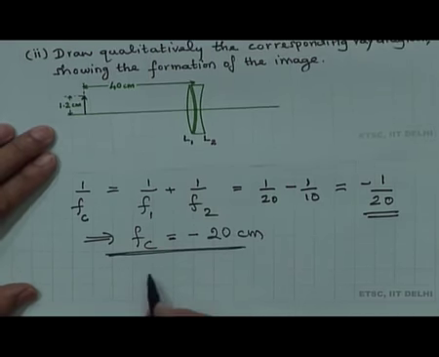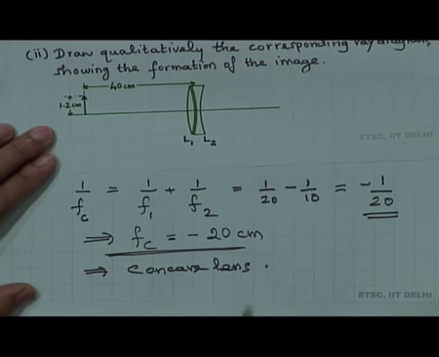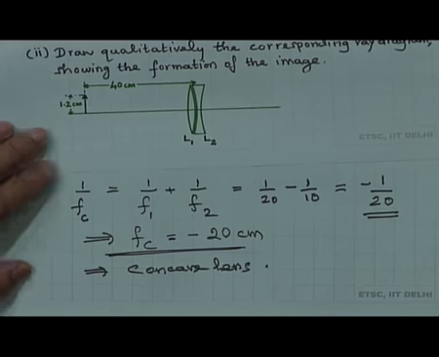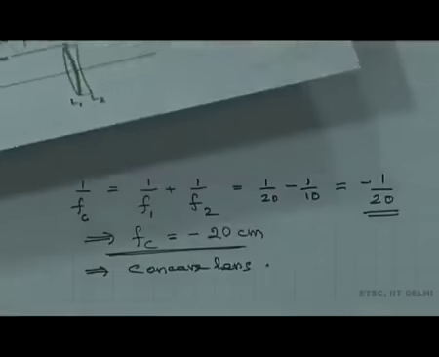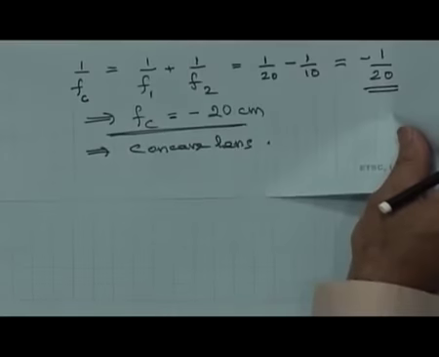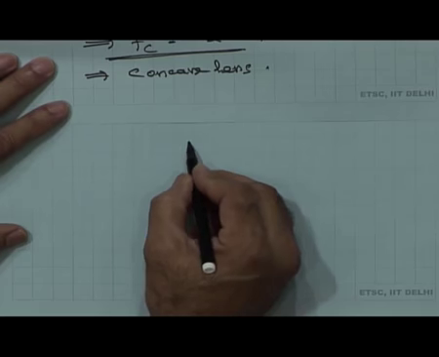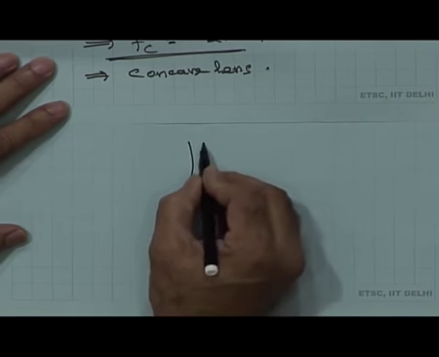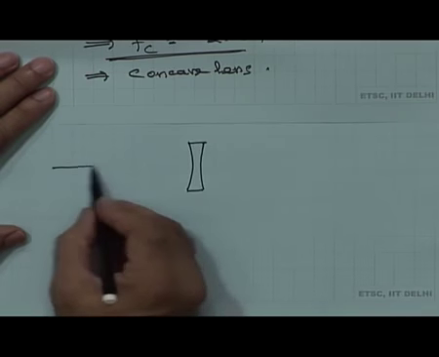This implies the combination acts like a concave lens. This helps in drawing the image. So we have got the focal length. Now, once we know the focal length of the combination, we have to determine the position and size of the image. So, it is a concave lens. I could as well keep it as a combination, but now I am representing it as a concave lens.